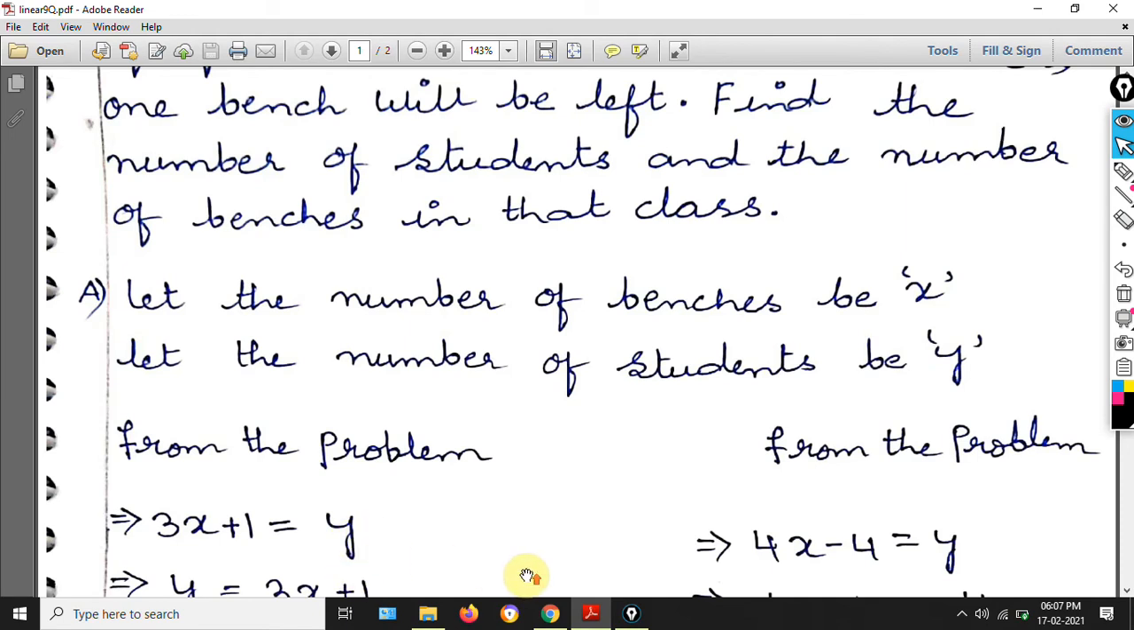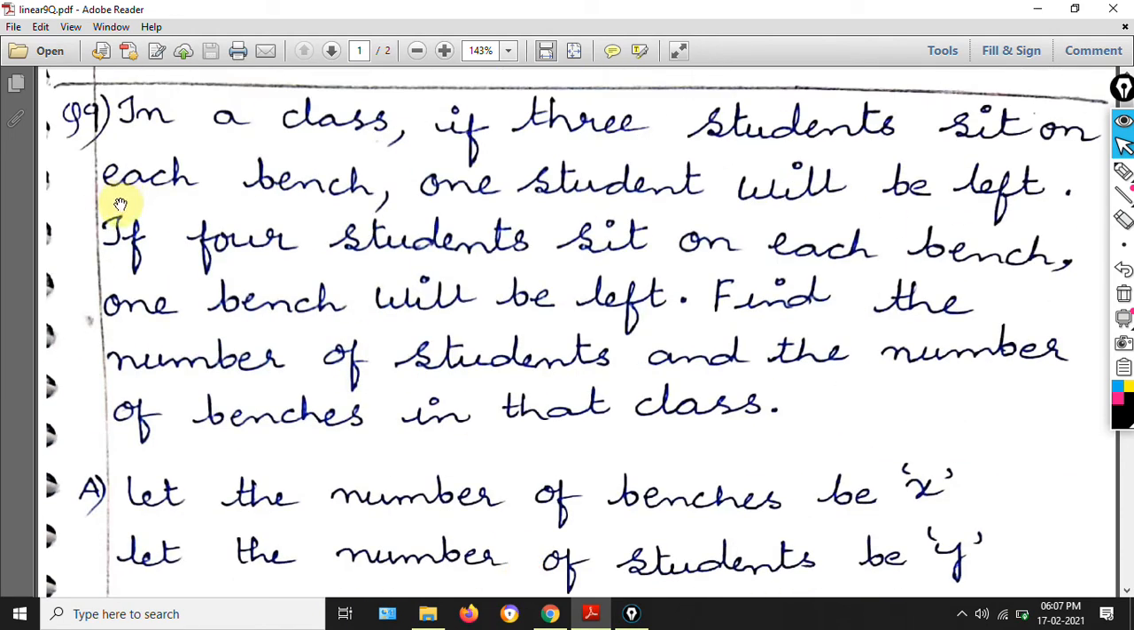Okay. Now from the second condition, what is given? If four students sit on each bench. Here he is saying four students are sitting on every bench. So how do we get the total number of students? The number of students sitting on each bench is 4.